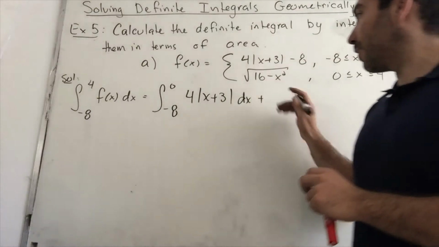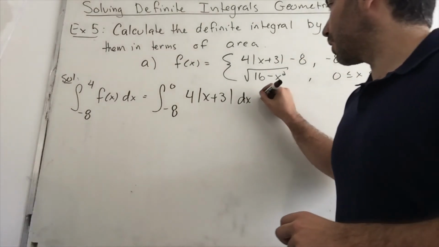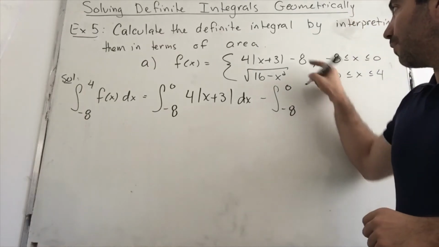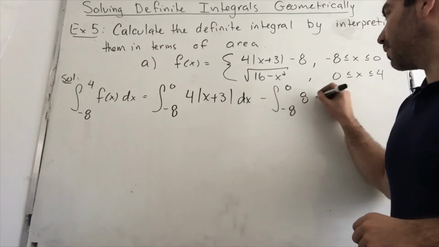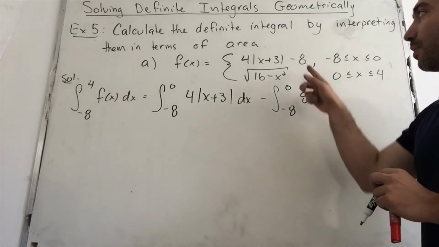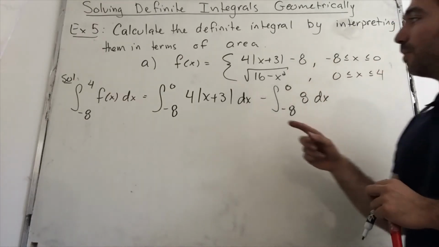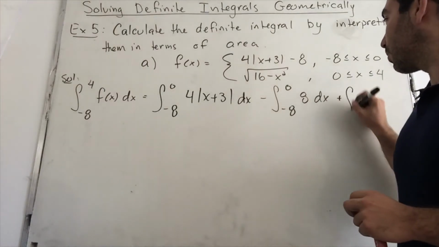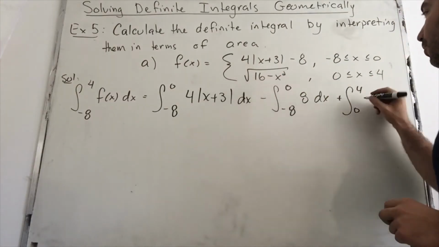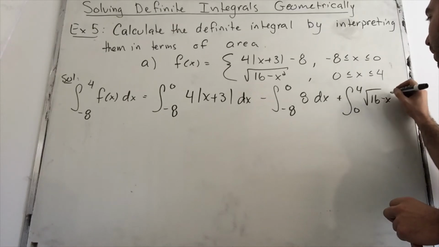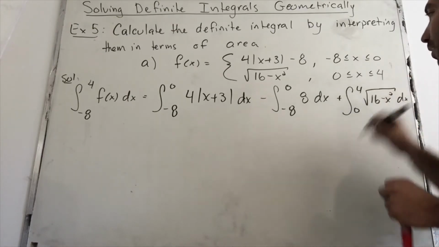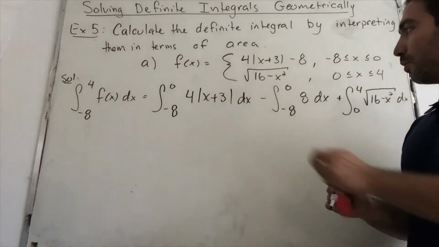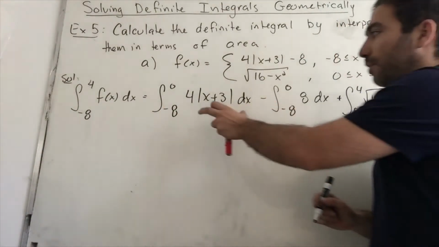So now I'm going to integrate. It's actually a minus, so let me switch that to a minus right away. I'm going to integrate again from -8 to 0 of just the constant 8 dx. Again, the -8 is still on this interval. And then lastly, we have the square root function, which is on the interval from 0 to 4. So plus the integral from 0 to 4 of the square root function, 16 minus x squared dx. Okay, so we separated it into three pieces. We'll deal with each term individually. Let's start off with the first term.